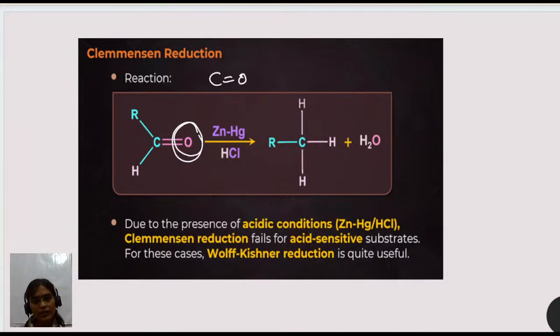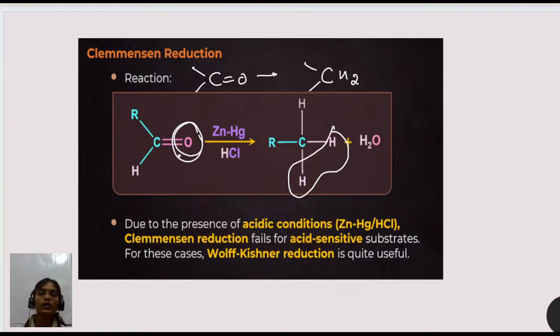Like right now we're discussing a CO group, maybe in the alkyl form. But in this case, what is the key point? That the oxygen is replaced by two hydrogens. Yes, that hydrogen is going to add and replace the oxygen there, and a water molecule is removed. Okay, so let's see how to remember this.